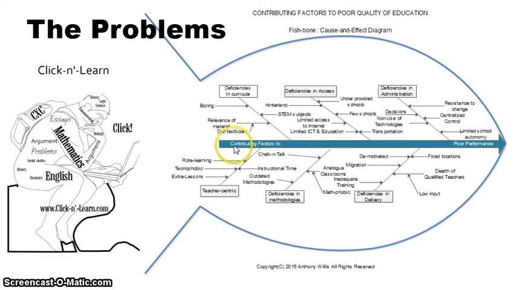Now, what are the contributing factors? Deficiency in the curriculum, deficiencies in access, deficiencies in administration, deficiencies in delivery, deficiencies in methodologies, teacher-centric. Now, let me explain the elements step by step. According to the experts, let's look at the first set of deficiencies in the curriculum.